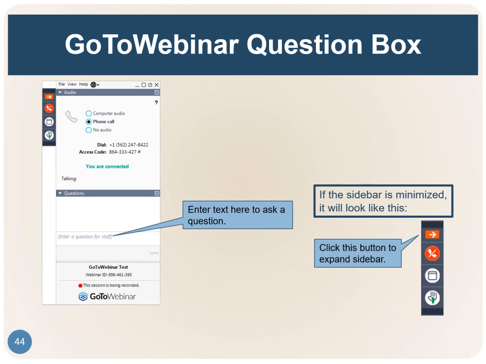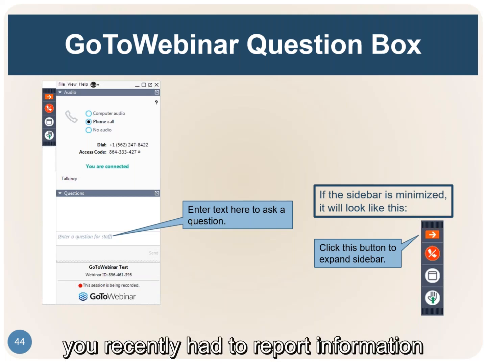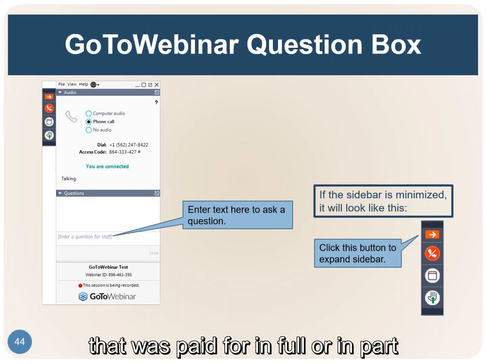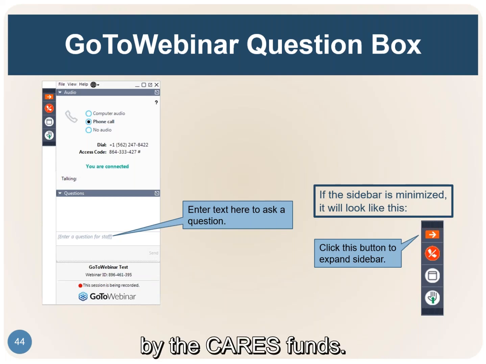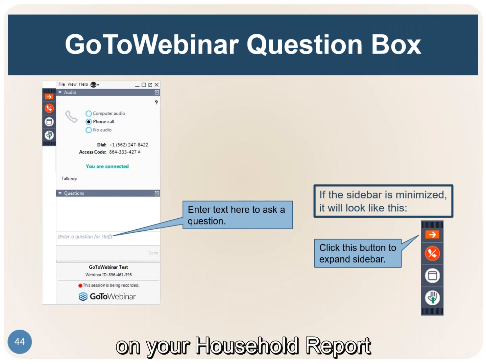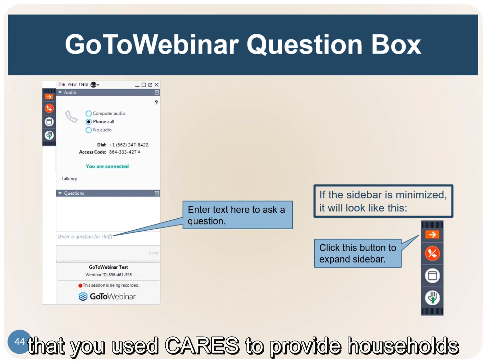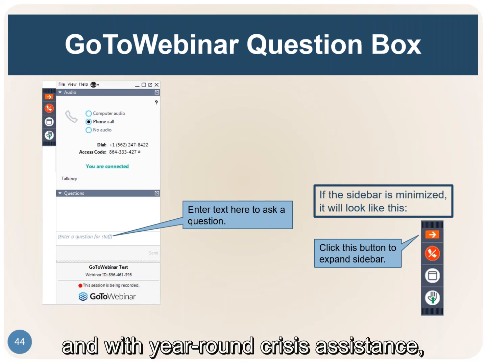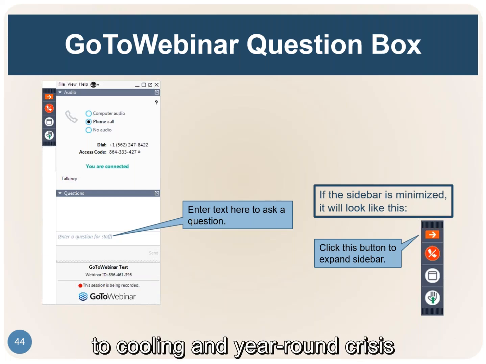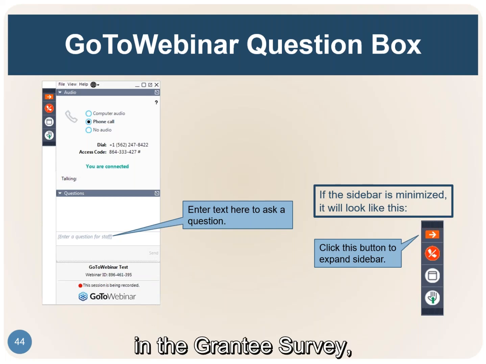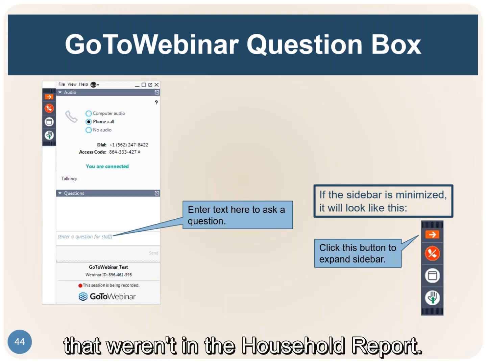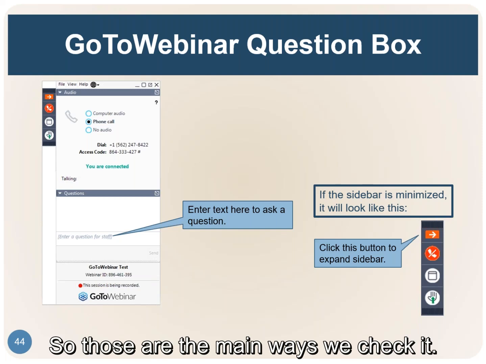For your household report, you recently had to report information on how many households received assistance that was paid for in full or in part by the CARES funds. So if we see that you've reported on your household report that you used CARES to provide households with cooling assistance and with year-round crisis assistance, we'd expect to see funds obligated to cooling and year-round crisis in the Grantee Survey, and not to see funds obligated to other assistance types that weren't in the household report. So those are the main ways we check it.